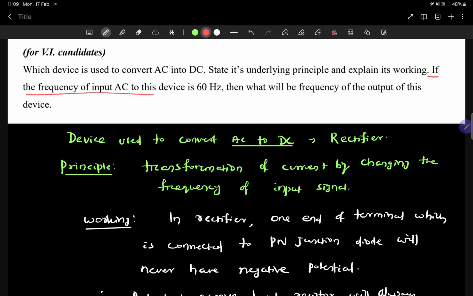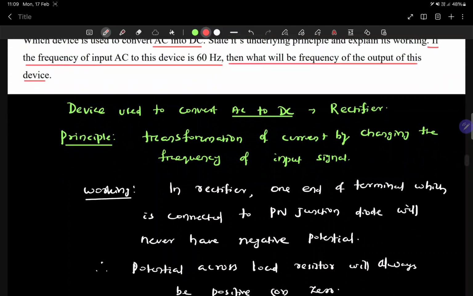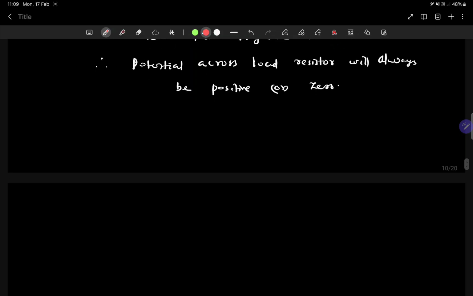Okay, and next it is mentioned: if the frequency of input AC to this device is 60 Hz, then what will be the frequency of output of this device? And here the device is not mentioned properly. Which device converts AC to DC? It may be a half wave rectifier or a full wave rectifier. So you have to write the answer for both cases. So the frequency input is given as 60 Hz.